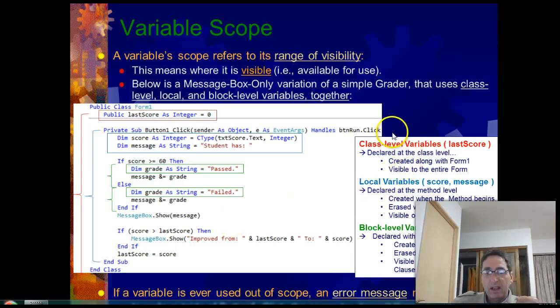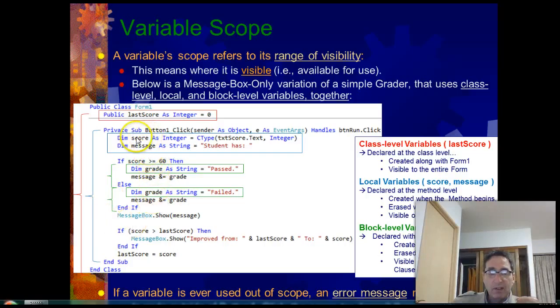So let's read this. Class level variables, last score. Declared at the class level, created along with form 1, so it's created when form 1 is created, and it's visible to the entire form. Local variables like score and message, declared at the method level, created when the method begins, erased when the method ends, and visible only within the method.